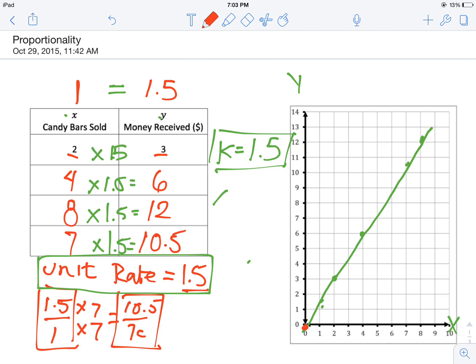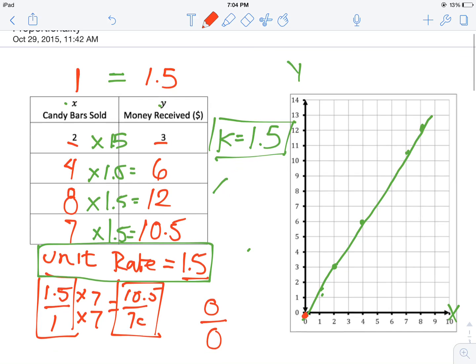Okay, right there. The origin is 0, 0. Now that makes sense because in the story, if I sold 0 candy bars, I would probably earn $0. And so a set of proportionate data will always kind of pass through that point. All right, let's look at some other examples.